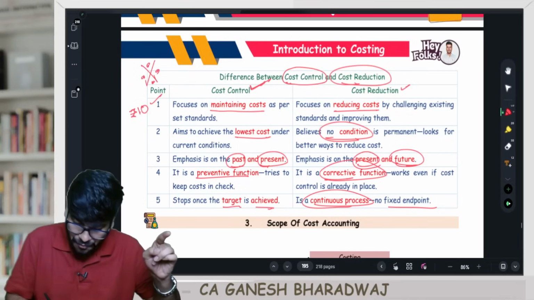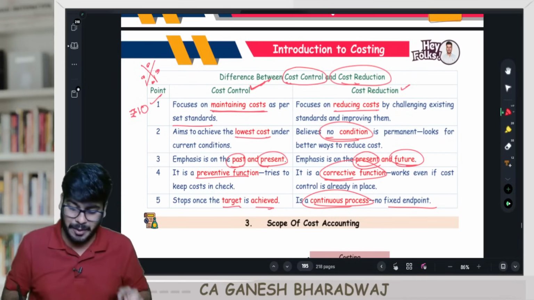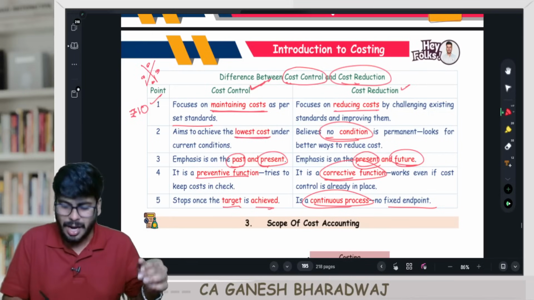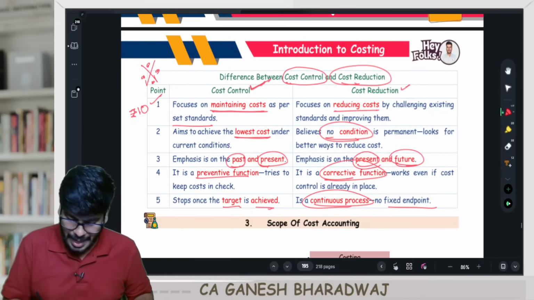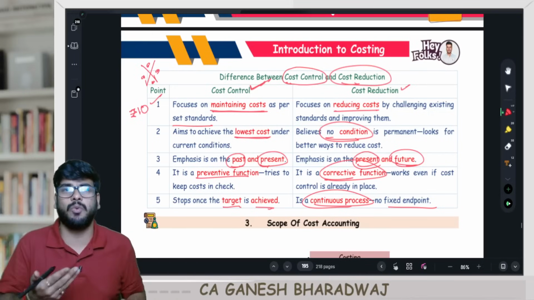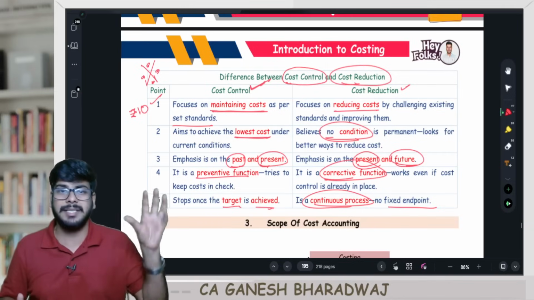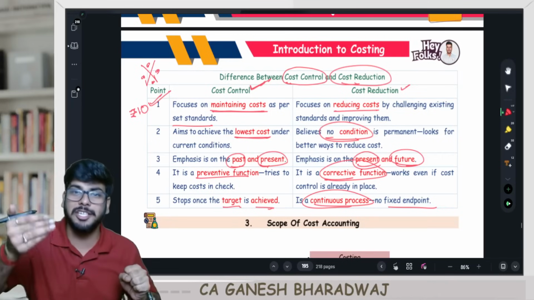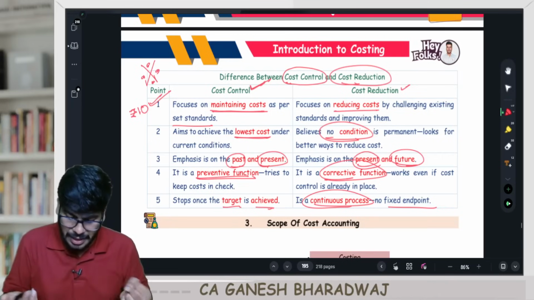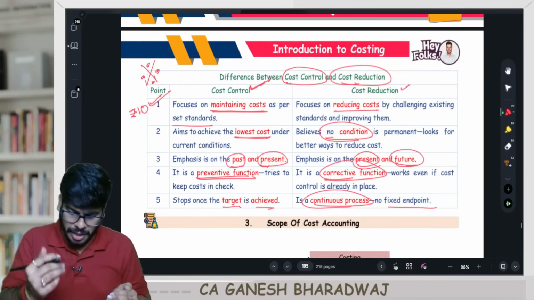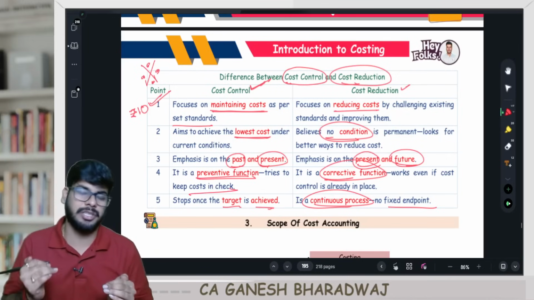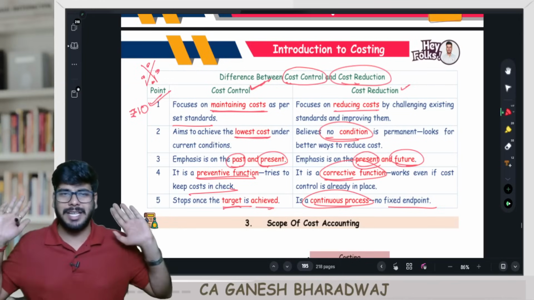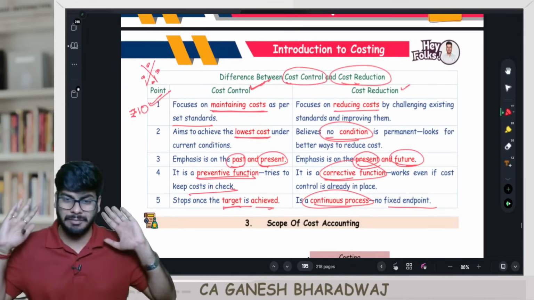Are you clear with this? It focuses on maintaining the cost as per the set standards. It aims to achieve the lowest cost under the current conditions. And the emphasis is on past and present. Sir, what is past and present? Based on the past experience, you set the standard and you compare it to the actuals incurred in the present. And it is a preventive function. Why do you do it? You try to keep the cost in check. You make sure that the actual does not exceed the standard. And once your target is achieved, that's about it. This cost control mechanism is stopped for the year.